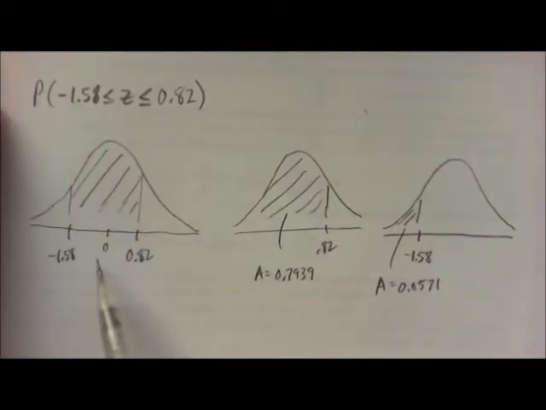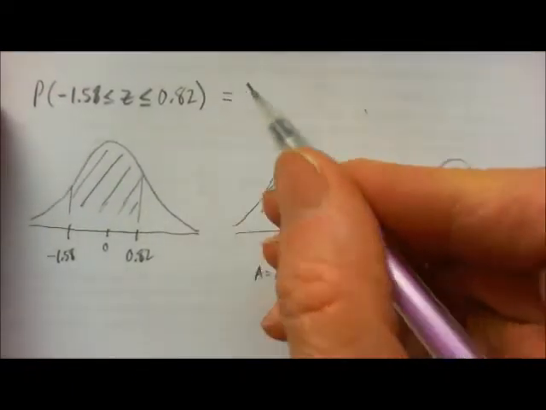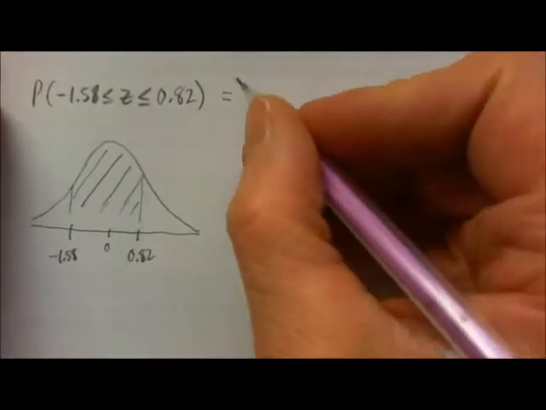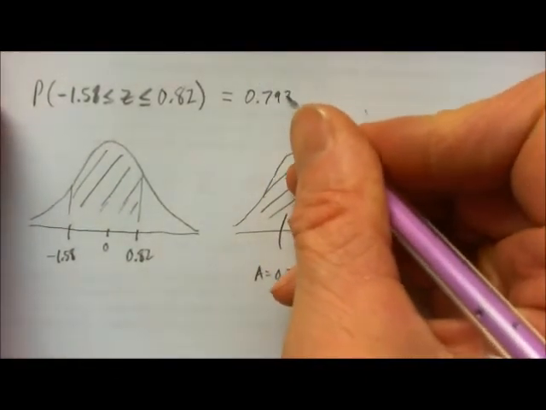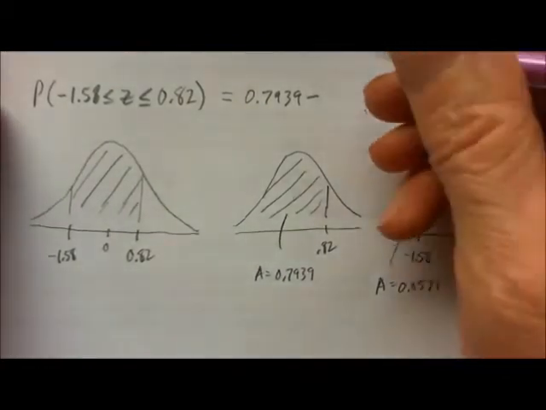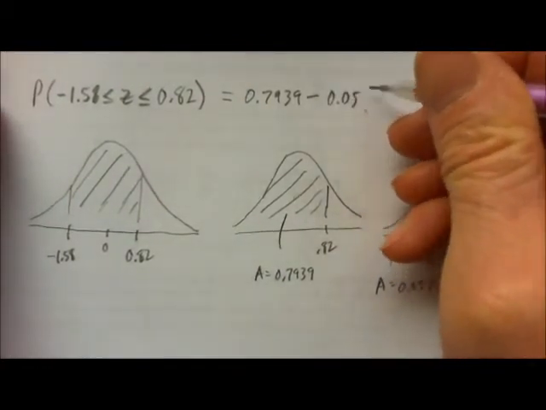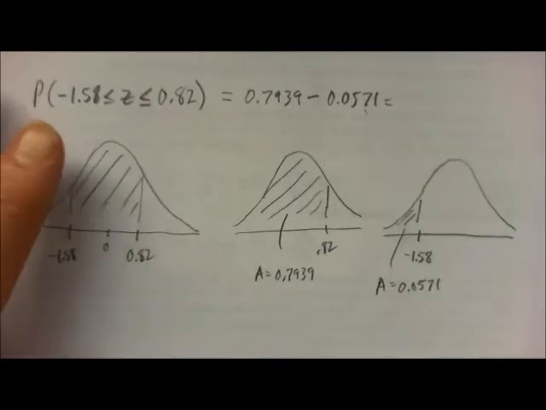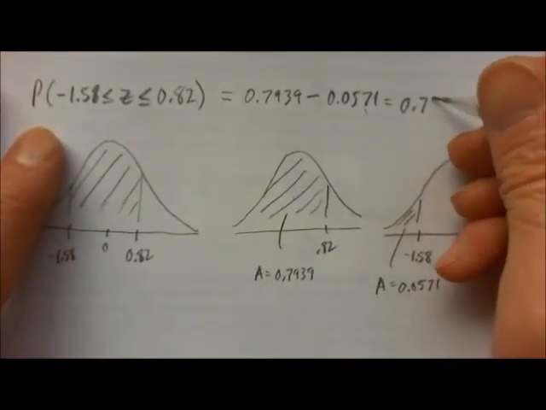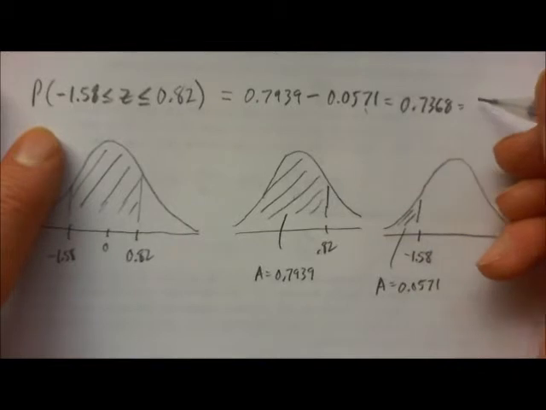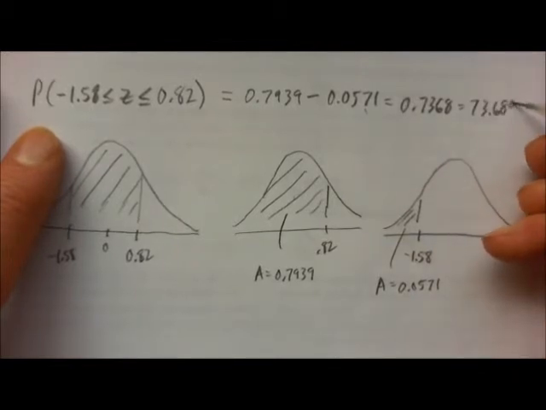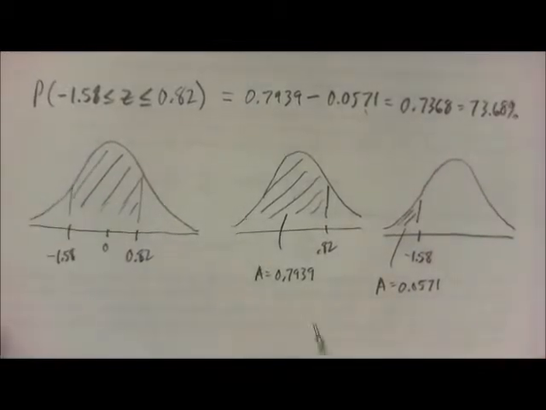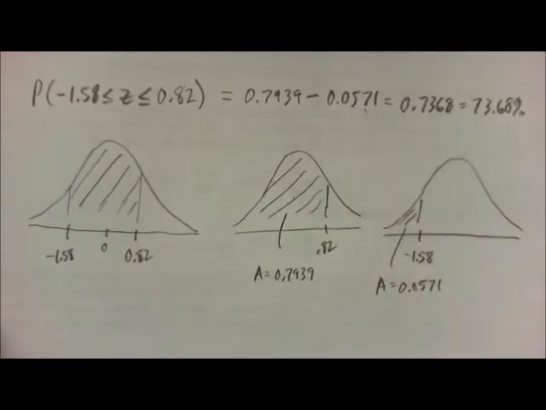So the area that we're looking for is this larger area minus the smaller area. So our probability then is 0.7939 minus 0.0571. And let's see if I calculated that one. Yes, I've got 0.7368, or 73.68%. Okay, so that's using the pictures and our intuition to see what's going on.